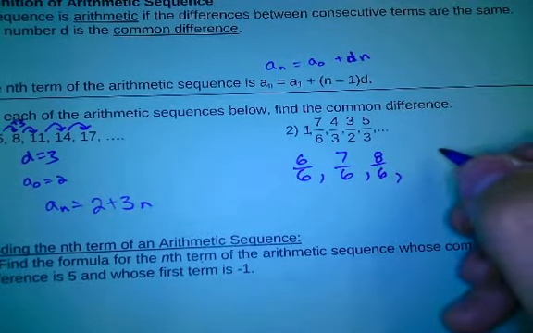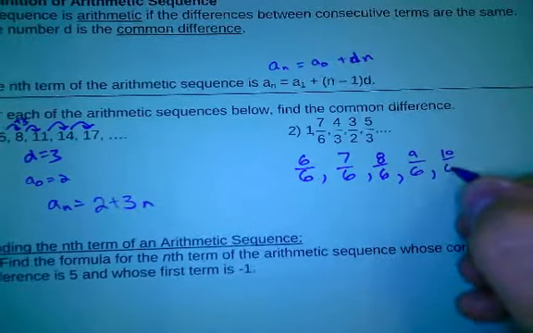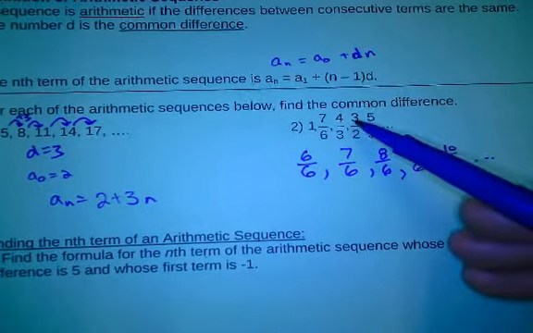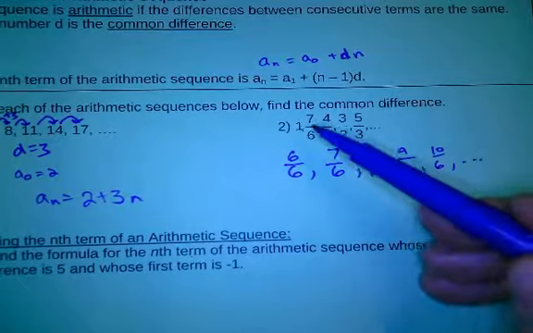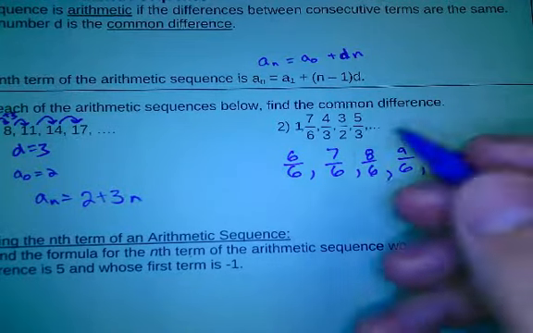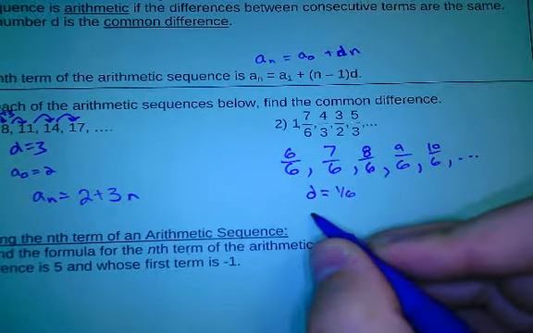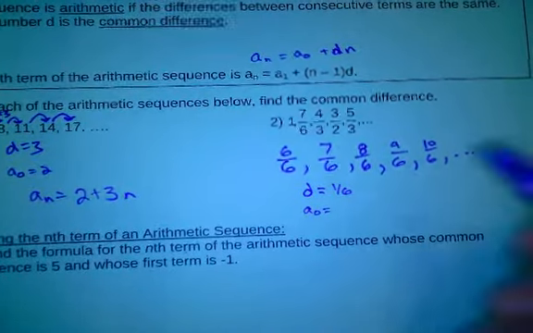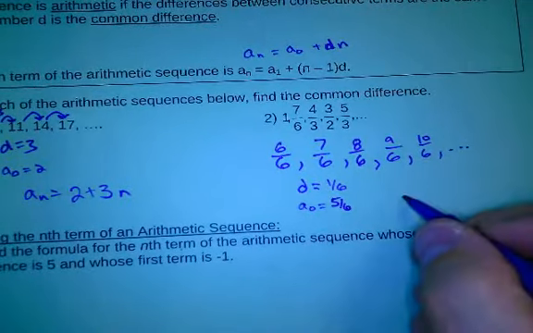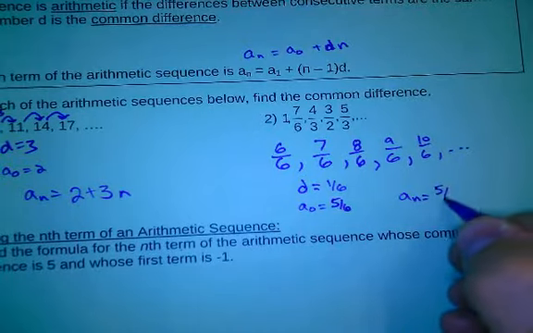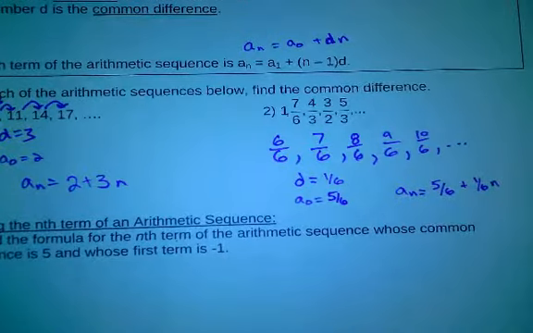What's going on? 9 over 6. 10 over 6. And you couldn't tell this unless you... Well, I'm sure some of you are smart enough to figure it out. But me, I can't figure this out unless we do that. So, what's my d value? How much am I increasing or decreasing by? 1/6. And if I go backwards one step, what would my previous term be? 5/6. So, a sub n is equal to? And that's it.